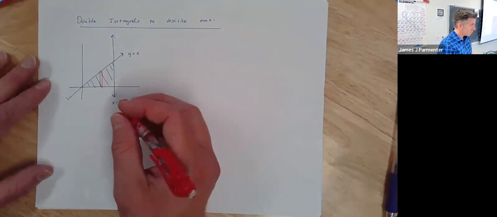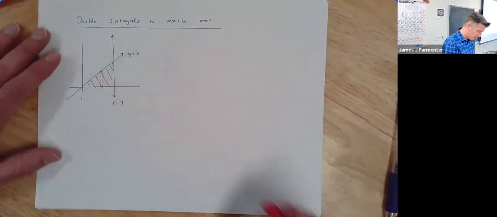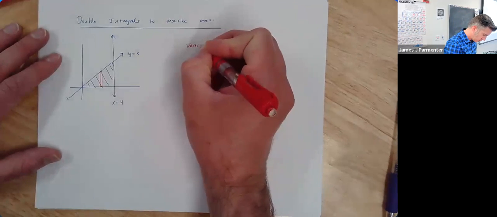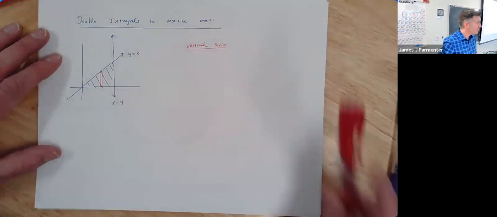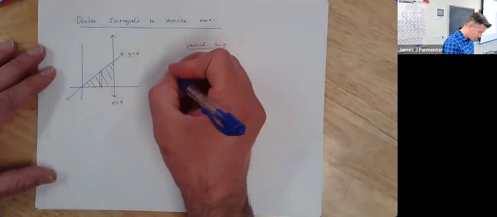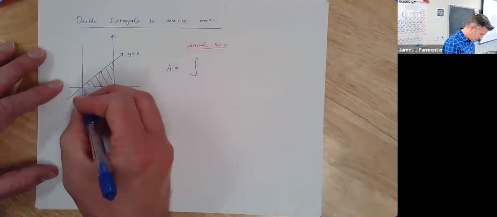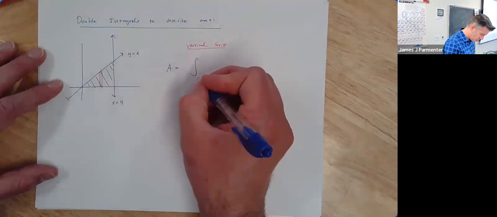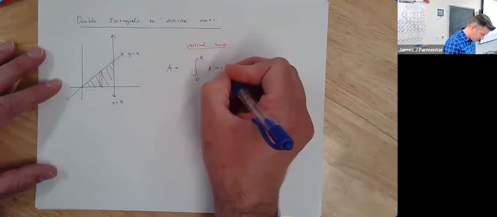If I want to think about how to write the area here, let me show you all one way to write the area using a vertical strip or a vertical rectangle. I could do it using one integral. I could say, great, this area here is equal to the integral from 0 to 4 of the top function minus the bottom function.